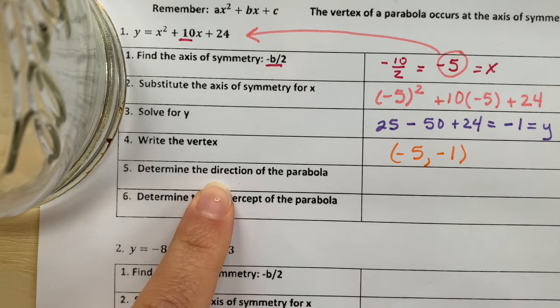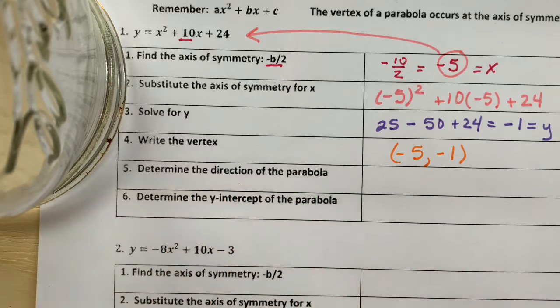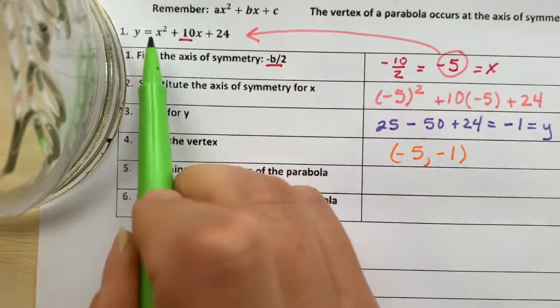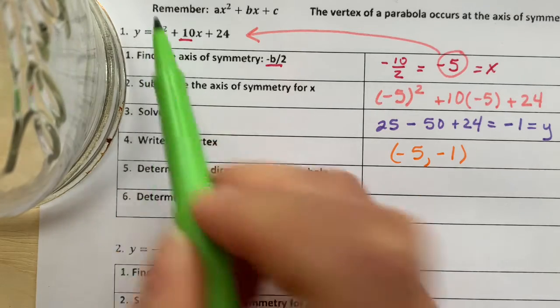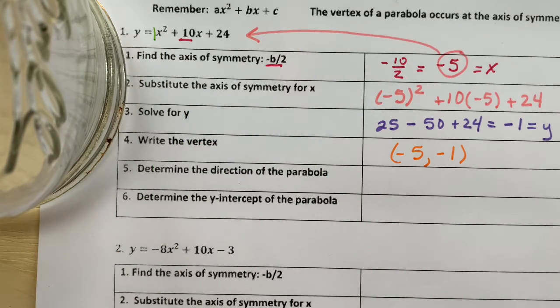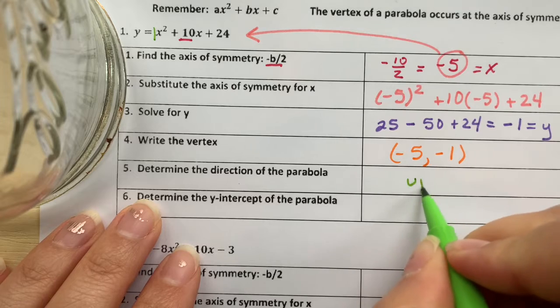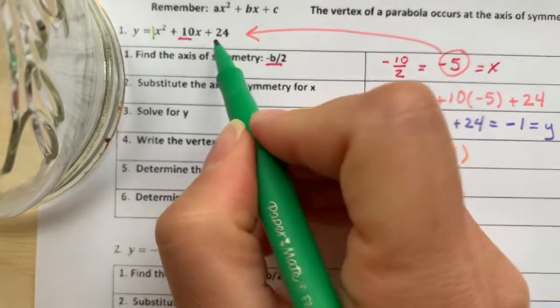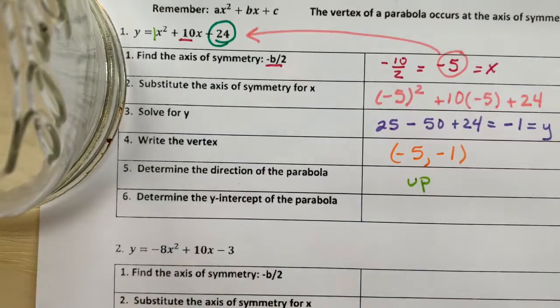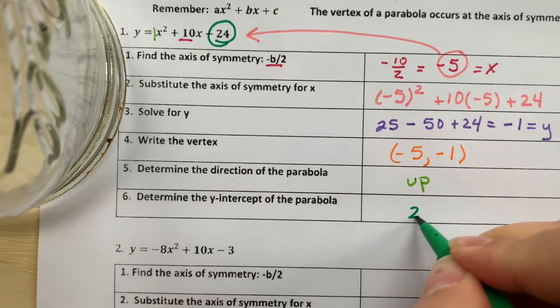Our last things that we have to do, we have to find the direction of the parabola. To find the direction of the parabola, we're looking to see, is this number in front of x squared positive or negative? Well, technically there's a 1 there, and it's a positive 1. So our direction of our parabola is going to be up. And then we have to find our y-intercept. Remember, our y-intercept is our C term, our last one, which is 24.